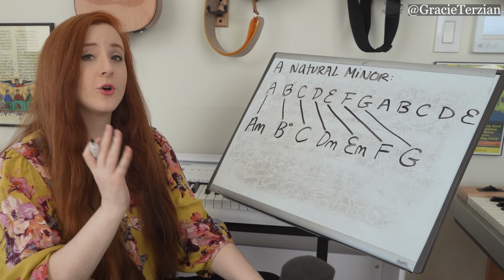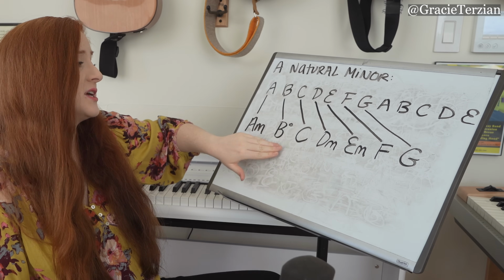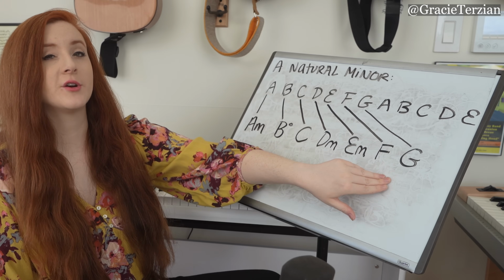And that is it. So the diatonic chords for A natural minor are A minor, B diminished, C major, D minor, E minor, F major, and G major.